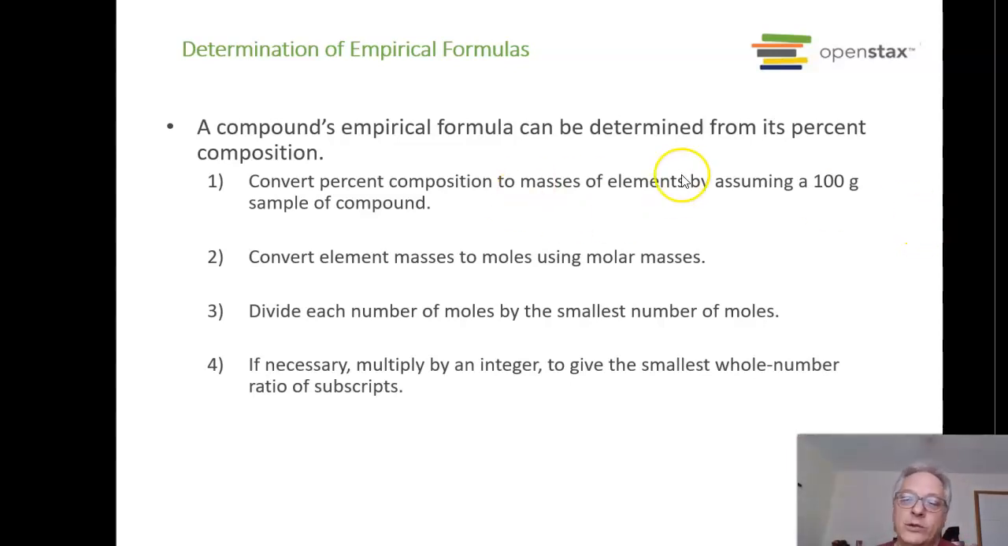So when you're looking at percent composition and you want to convert it to empirical formula, we always pretend that we have 100 grams of the compound. And then our relative percentages will just be turned into grams. Then we follow the 3 steps. We convert the element masses to moles using molar masses, divide by the smallest number of moles, and if we need to, reduce any fractions or clear any fractions.